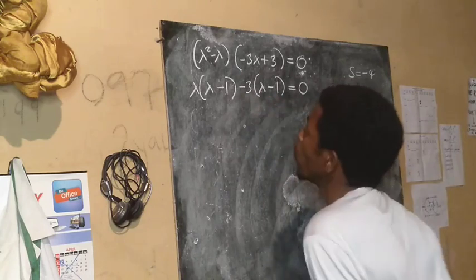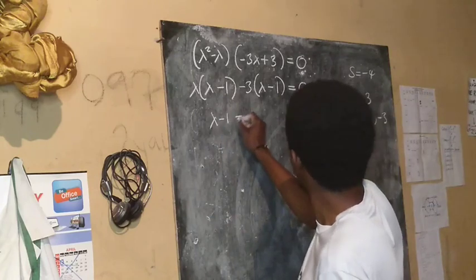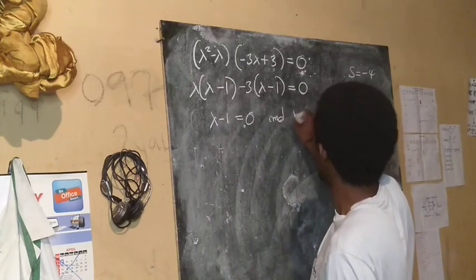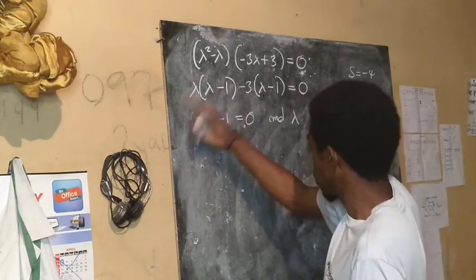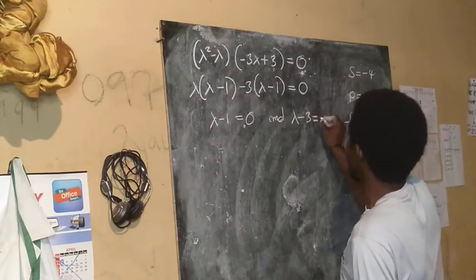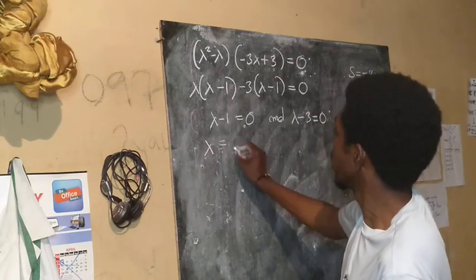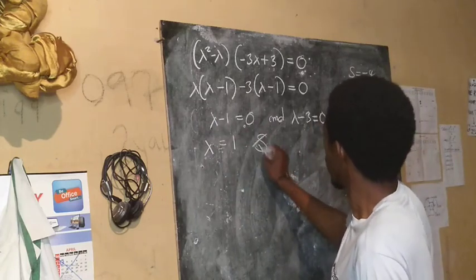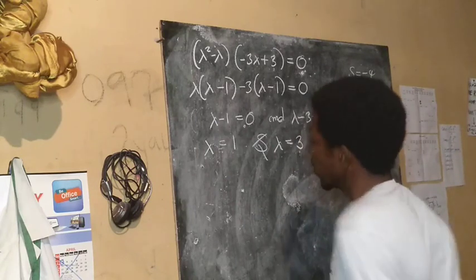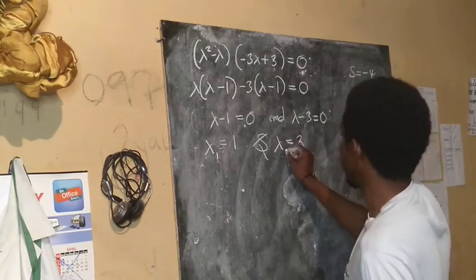These are common factors, so you get one common factor: lambda minus 1 should be equal to 0. Then the other factor, lambda minus 3, which is 0. Then from there we say lambda equals, the 1 goes to that side, which is 1, and also lambda equals 3, the 3 jumps the equal sign, the negative 3 becomes positive 3. So this is lambda 1 and this is lambda 2.